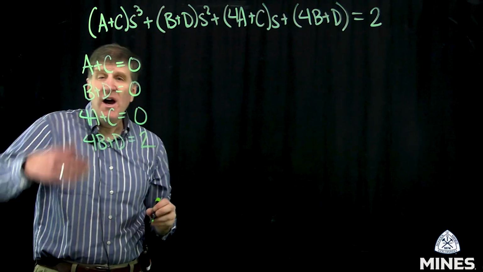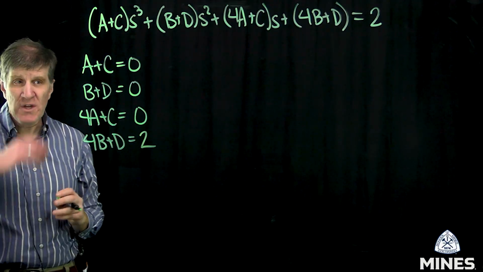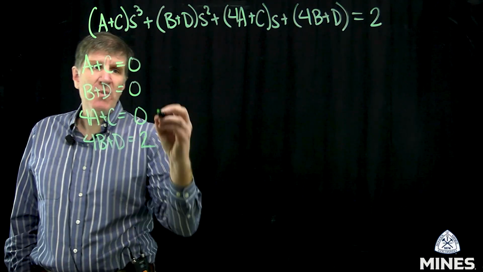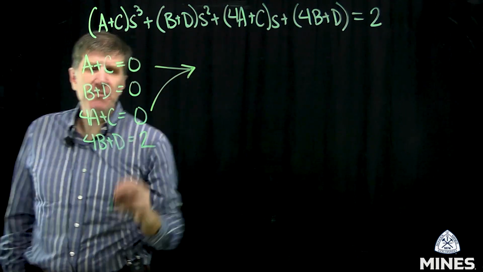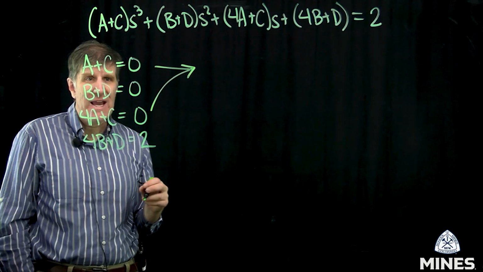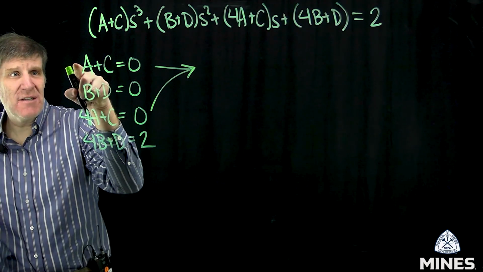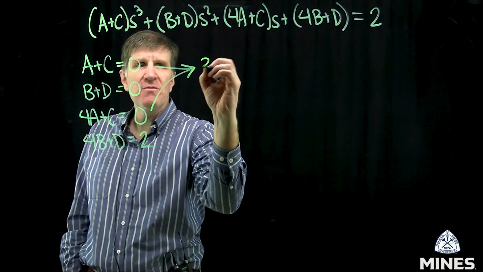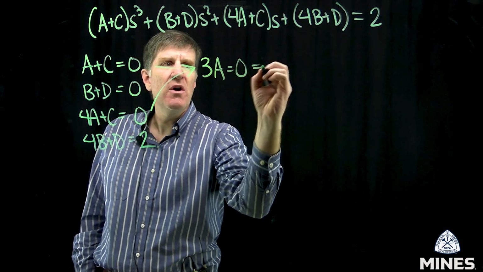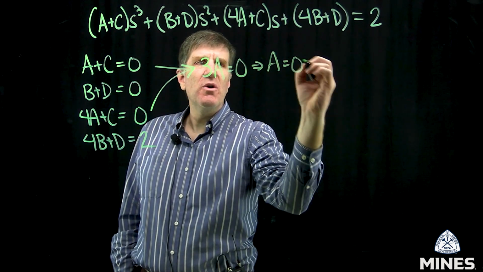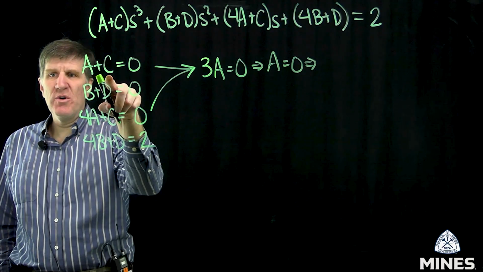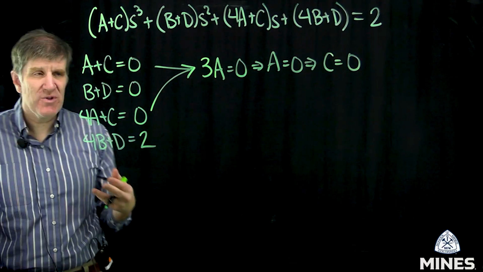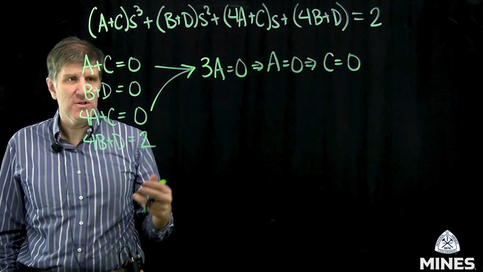I now have 4 equations and 4 unknowns, which in general can be really nasty and really messy, but in this case it's not too bad. Let's take these two, the equations involving a and c, and subtract the first equation from the third. That gives me 3a equals 0, which means a equals 0. And if I plug a equals 0 into the first equation, I see that c is also equal to 0. So great news, a and c are both 0. That simplifies things.